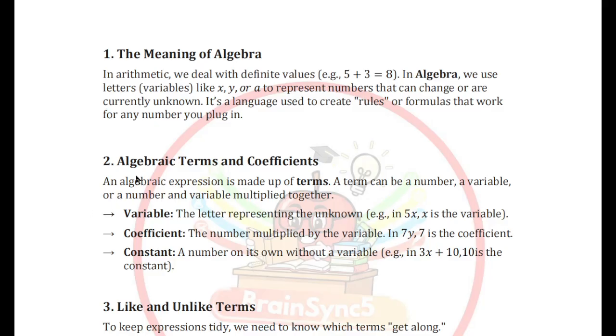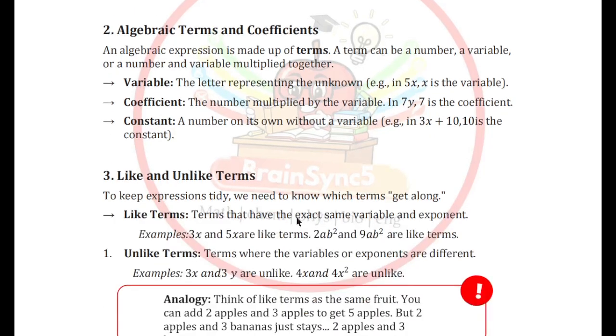Anyway, now that we've understood about algebraic terms and coefficients, let's try to look at the like and unlike terms. Find the like terms, find the unlike terms. So this is where it comes in. What do we mean by like terms?